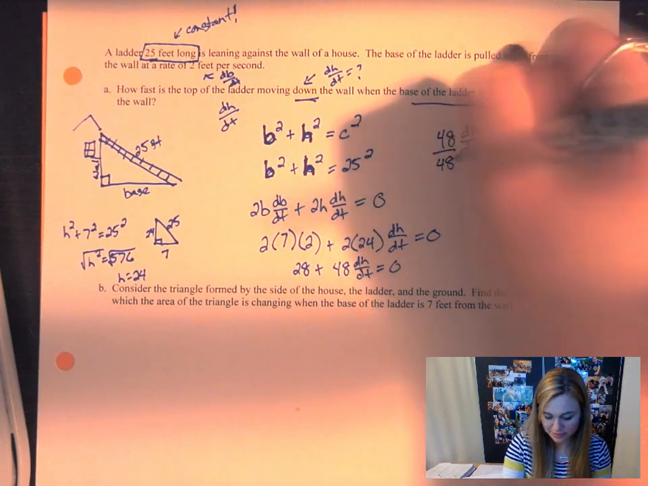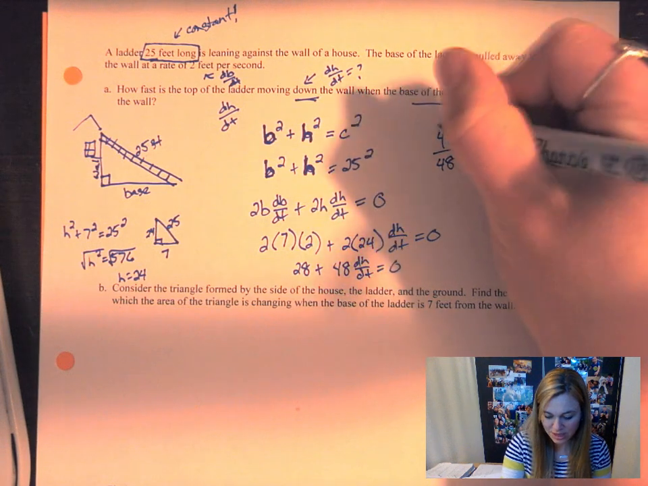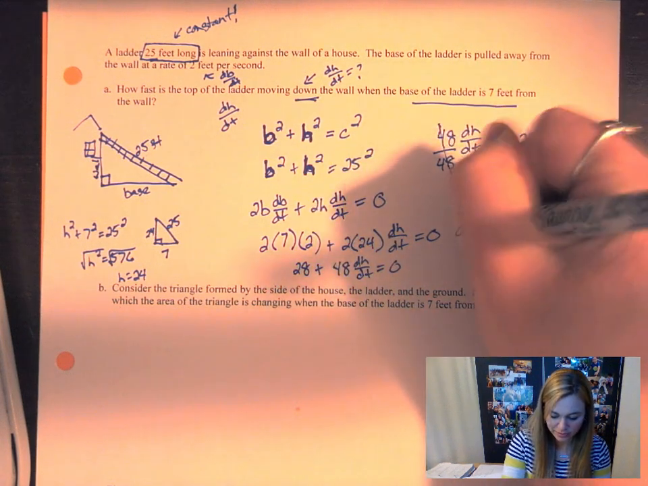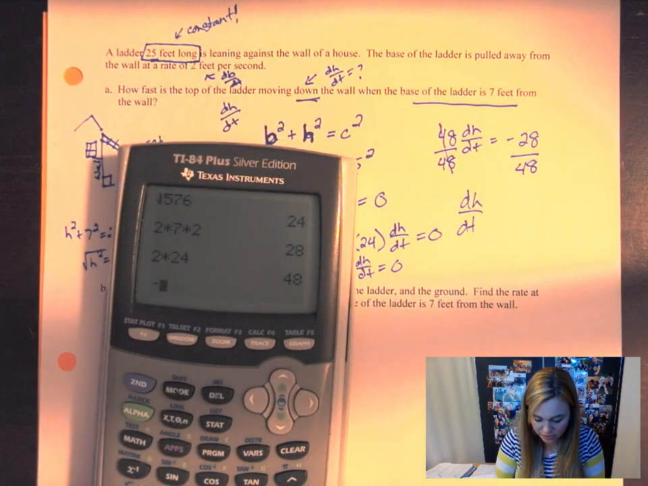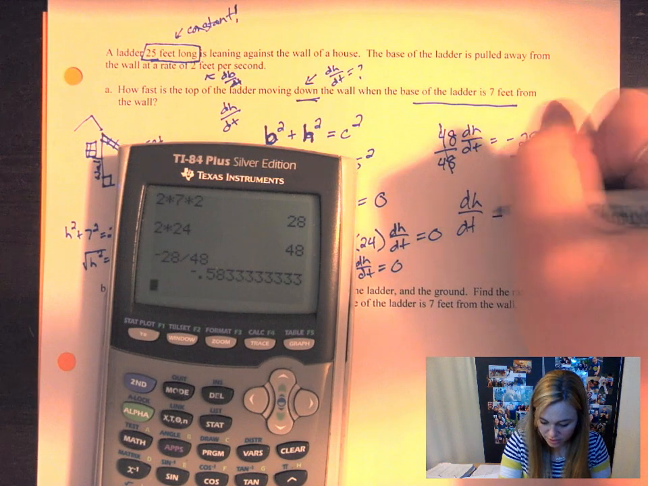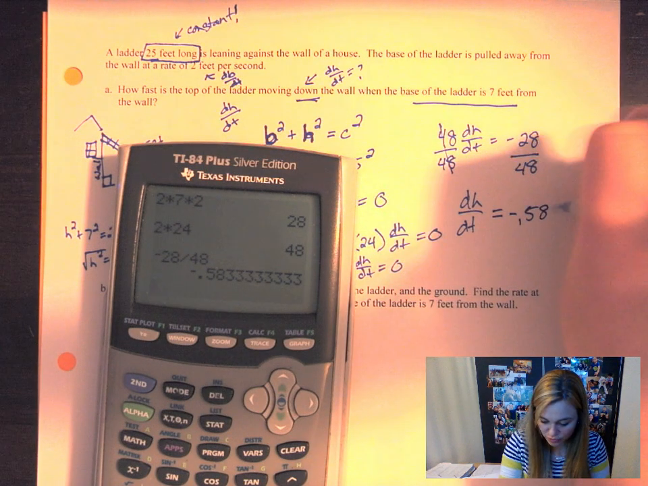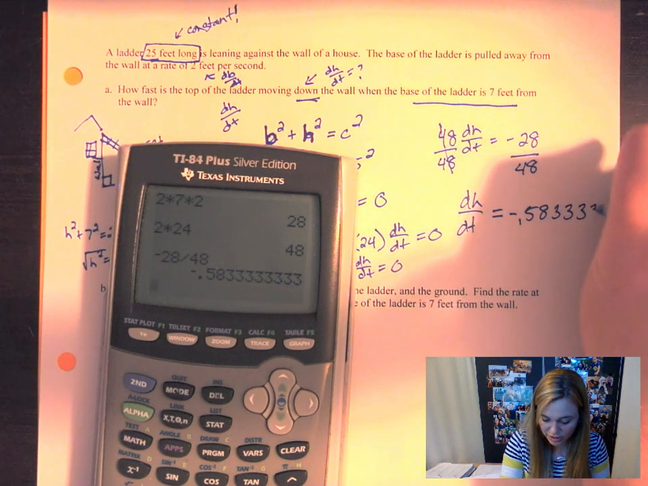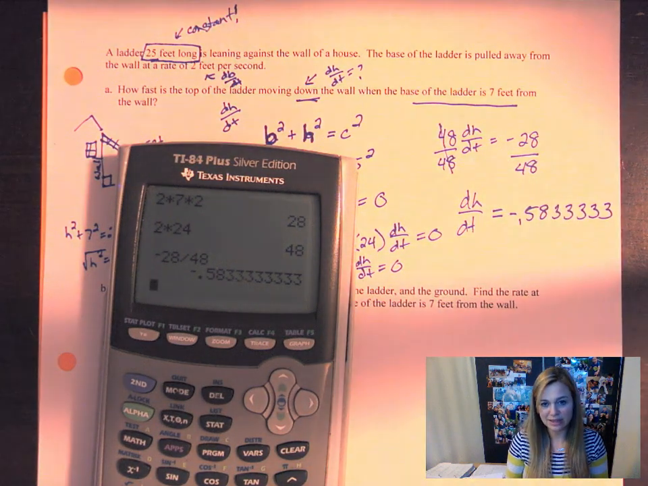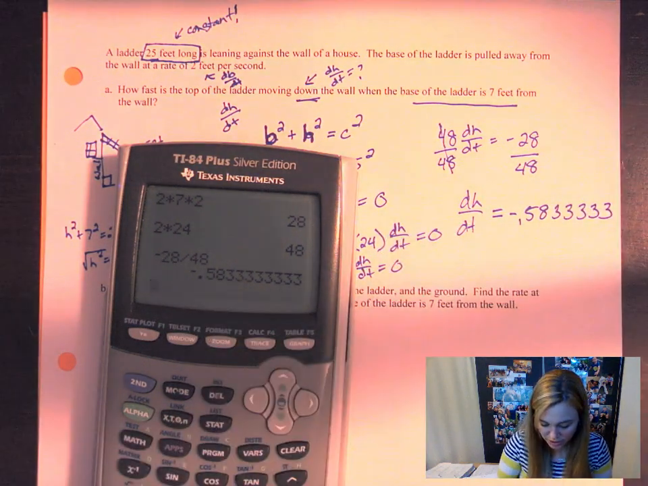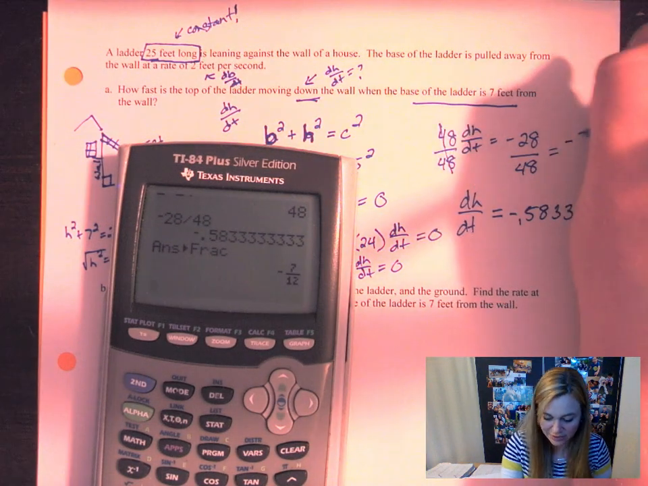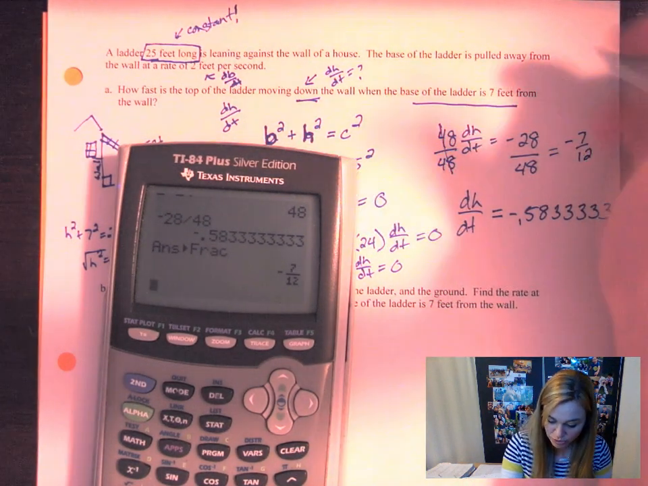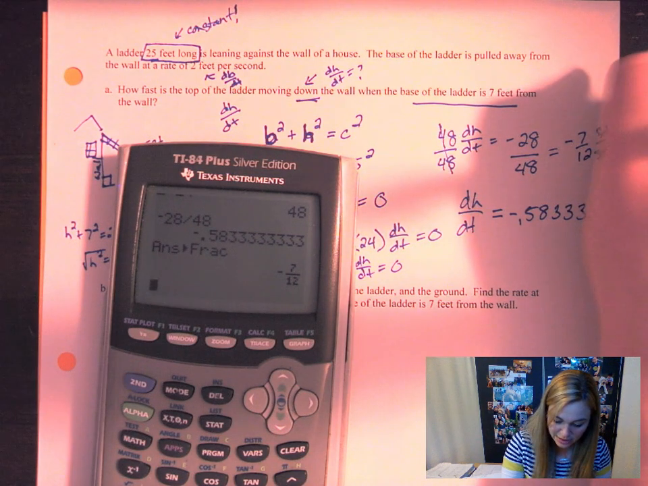Divide both sides. And you could leave it like that and not simplify at all. Or you could say, well, negative 28 over negative 48, or I'm sorry, positive 48, negative 0.58333333. And I'm doing this because if I use it later, I need the exact answer. Or I could leave this as a fraction just in case I need to use this later. This is negative 7 over 12. And this would be feet per second.